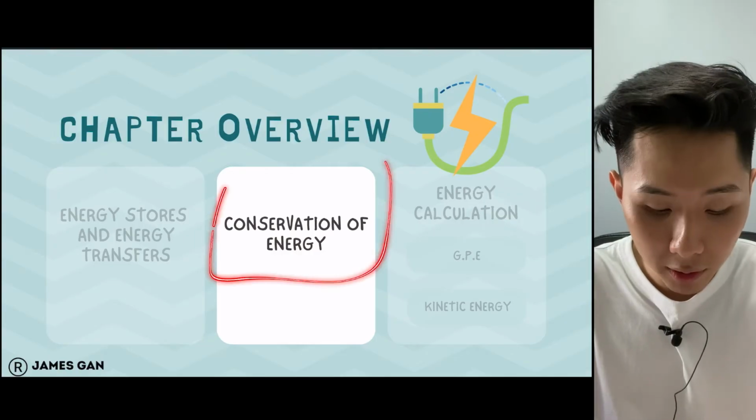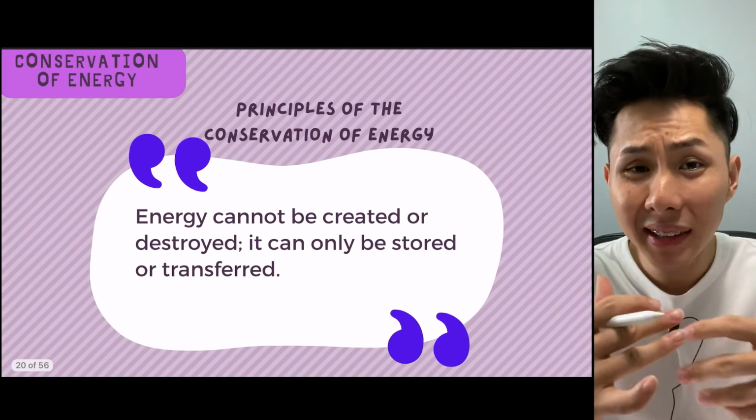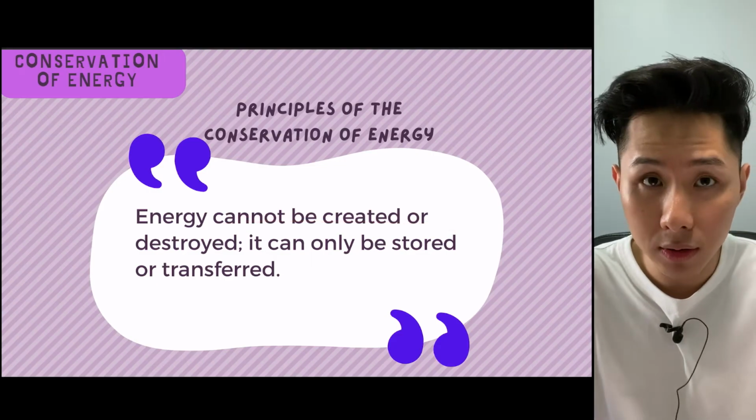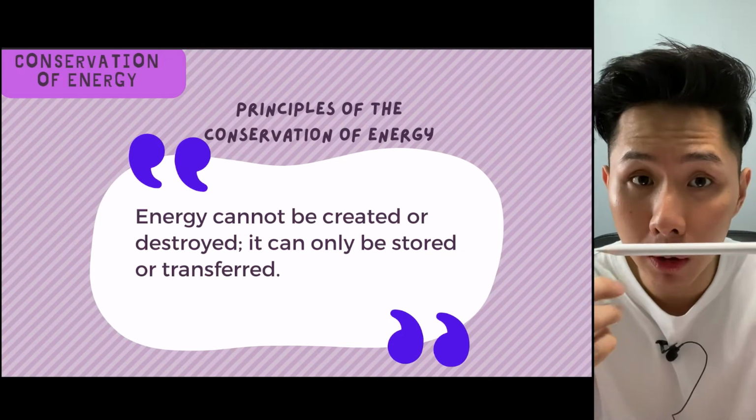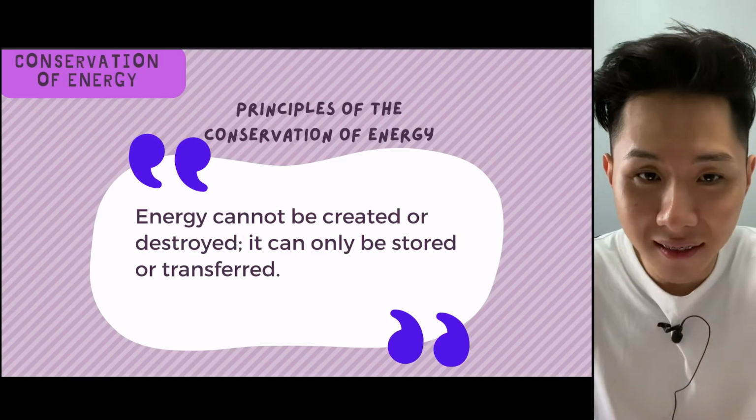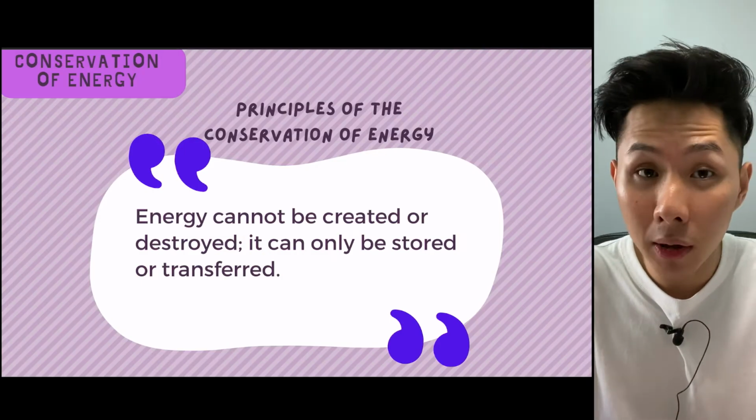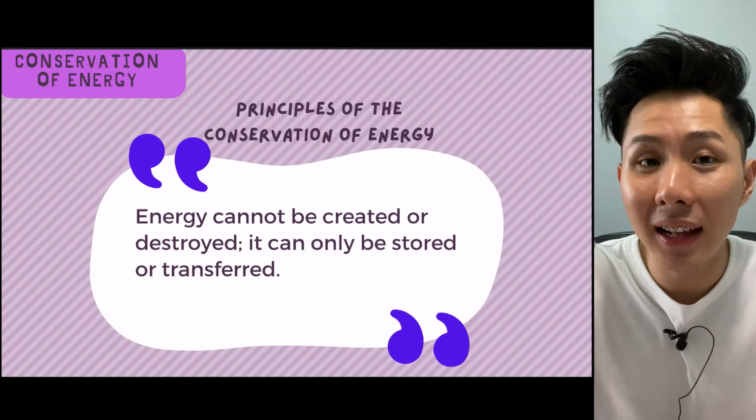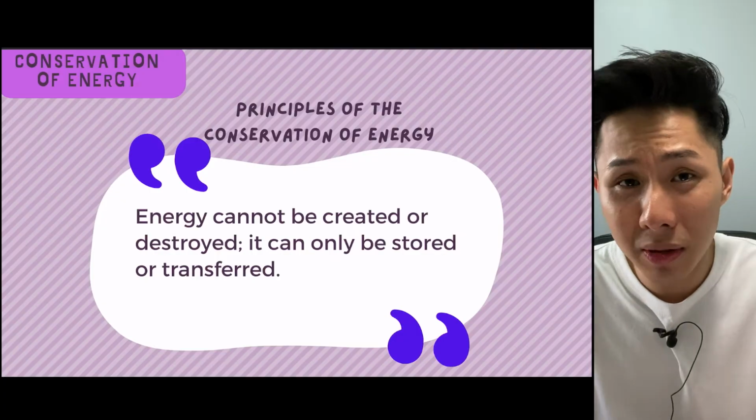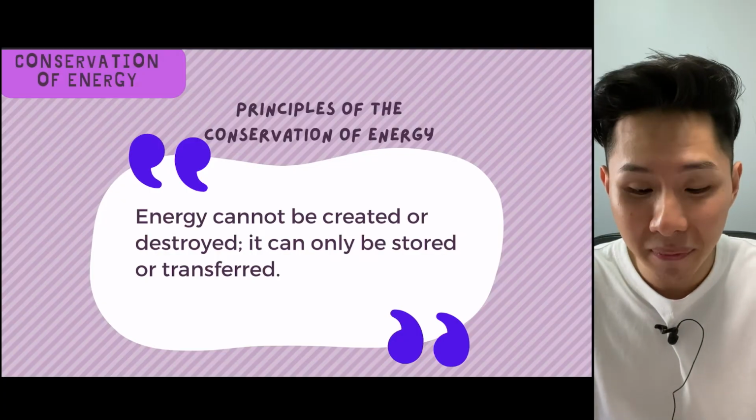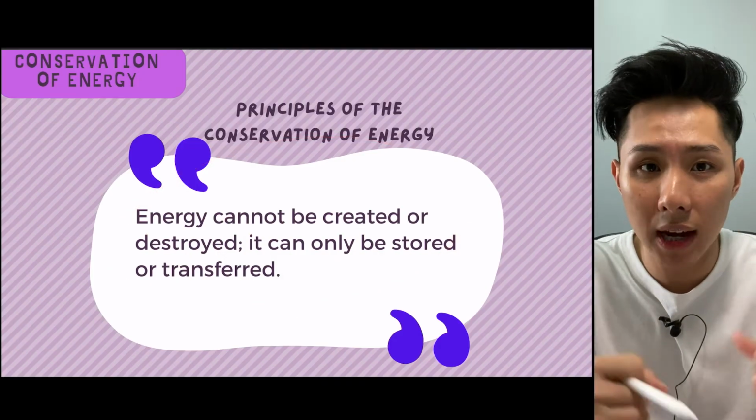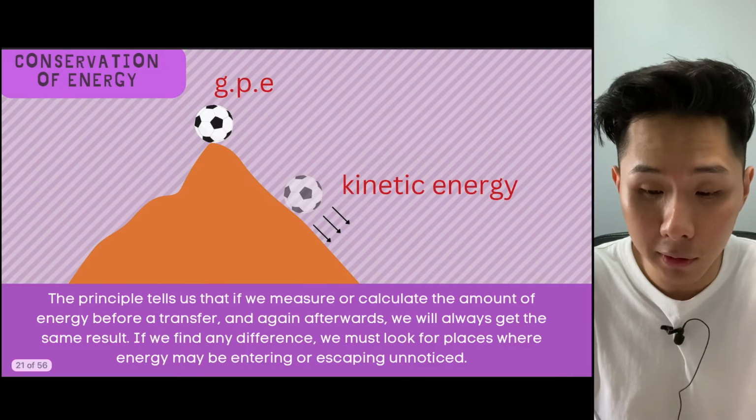Let's look into one law called the conservation of energy. So what this law says is that energy cannot be created or destroyed. It can only be stored or transferred. So if I were to lift this pen up, we know that it's going to have G.P.E, but the moment I put it down, it's going to fall. And it will lose some of the G.P.E. But that G.P.E will not just disappear. In fact, it will be converted into kinetic energy because it causes the pen to move. So that basically shows conservation of energy. You can't really destroy or create energy. You can only transfer it.